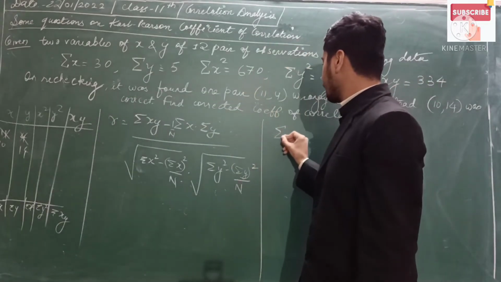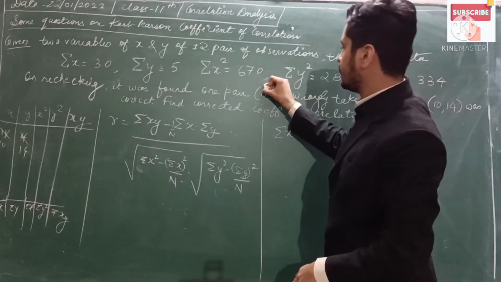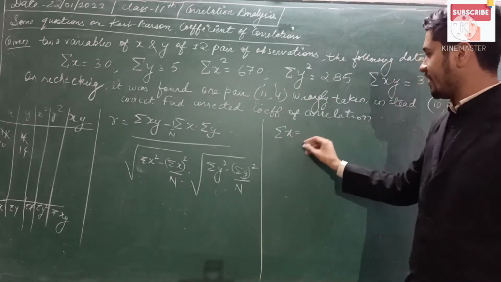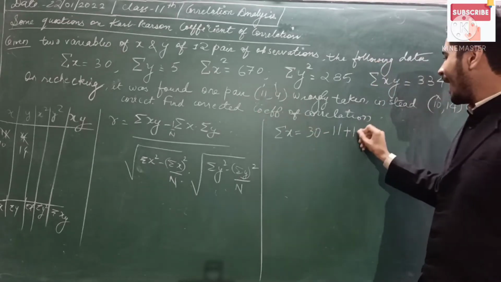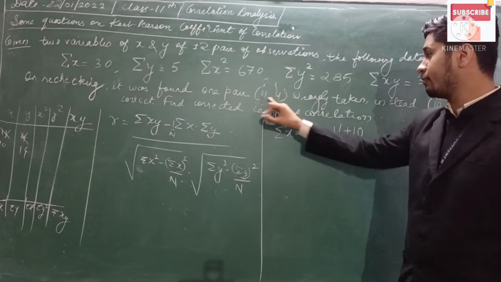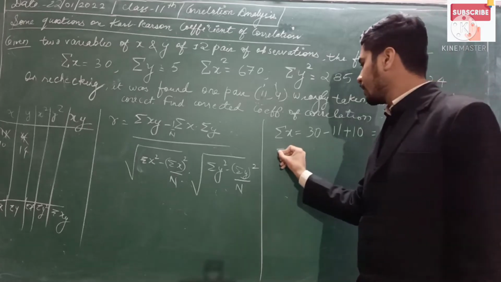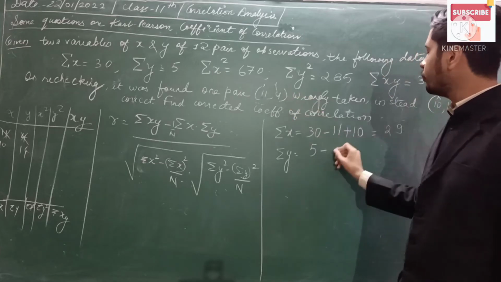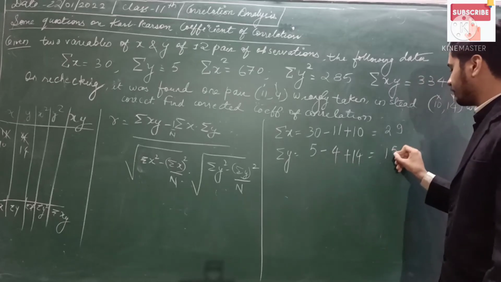For summation of x, we know the whole sum. This is x and this is y. From summation of x, 30, we have to remove this 11 and add this 10. Are you getting what we have to do? We have to remove 11 and add 10. So the answer is 29. Then summation of y: from 5 we remove 4 and add 14. Its answer will be 15.